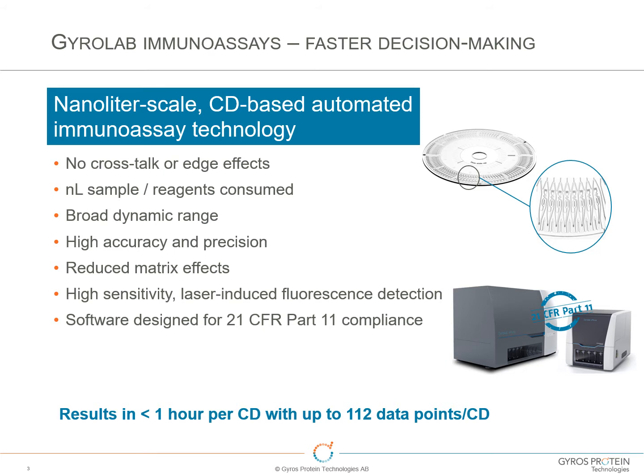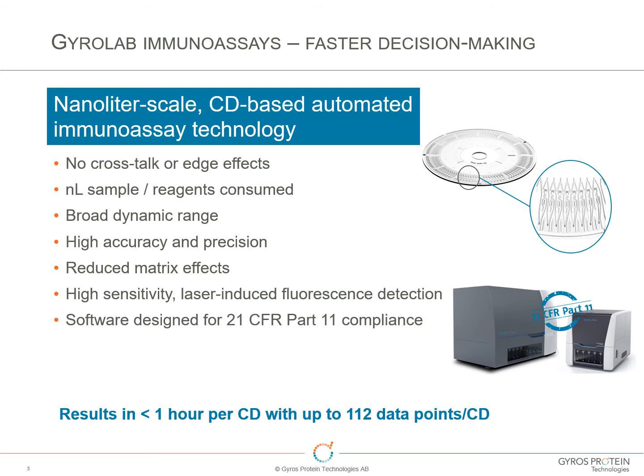The Gyrolab immunoassay platform is based on flow-through affinity columns within microstructures of a CD. Samples and reagents flow through the CD microstructures using centrifugal force and capillary action as the CDs are spun in the Gyrolab platform. Samples are run in parallel with no crosstalk or edge effects. Working at nanoliter scale using flow-through technology offers expanded performance characteristics and capabilities compared to other assay formats, with very low consumption of sample and reagents. The assay format provides a broad dynamic range, minimizing the number of repeats.